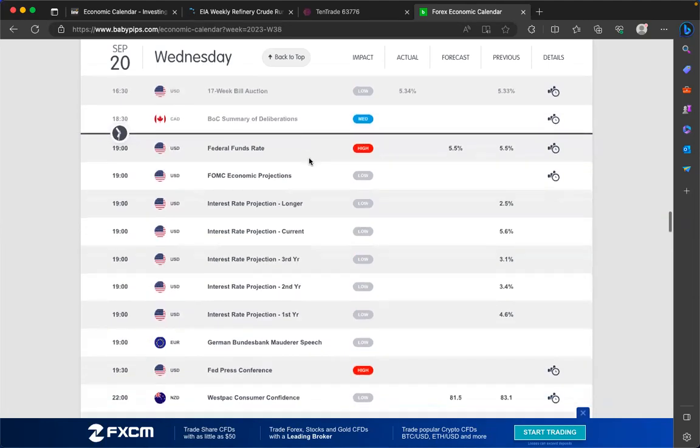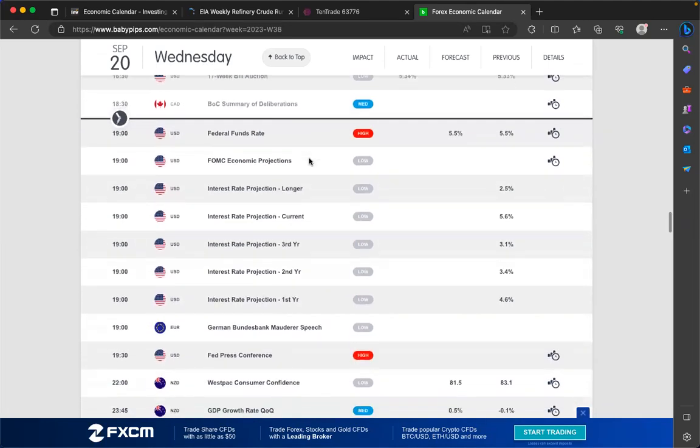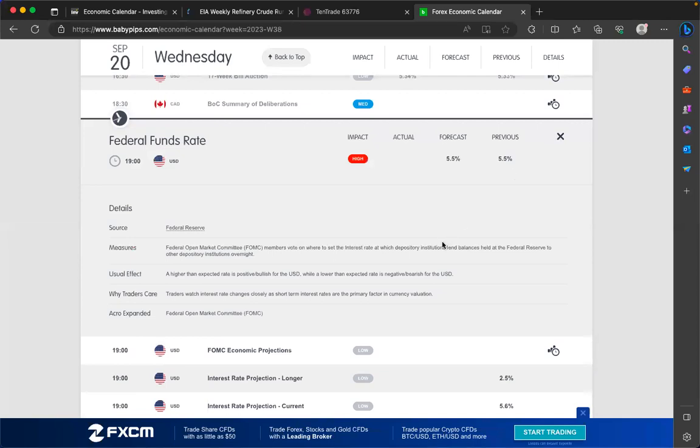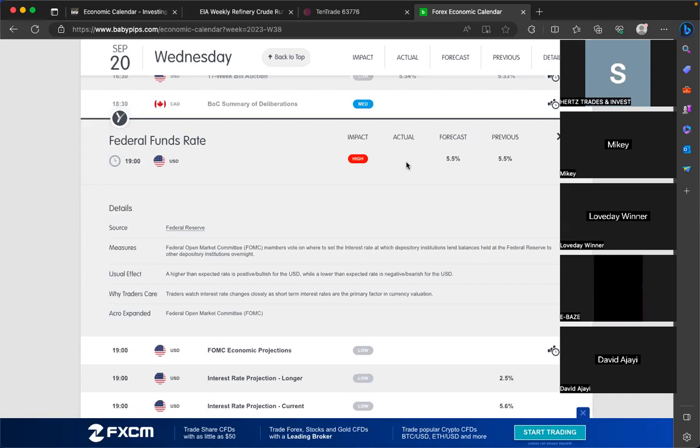Sorry. Okay. So now let's see this federal funds rate. Let's see what it's actually talking about. Now, the usual effect: a higher than expected rate is positive, bullish for the USD, while a lower than expected rate is negative for the USD. This is the expected rate, the 5.5. This was the previous 5.5. So now the actual is going to determine whether the United States dollar index is going to be bullish or bearish. Do you understand, guys? So we refresh this exactly at 19 o'clock.